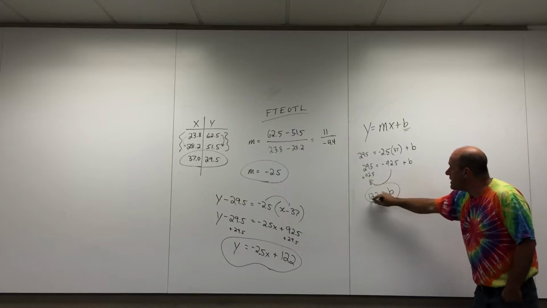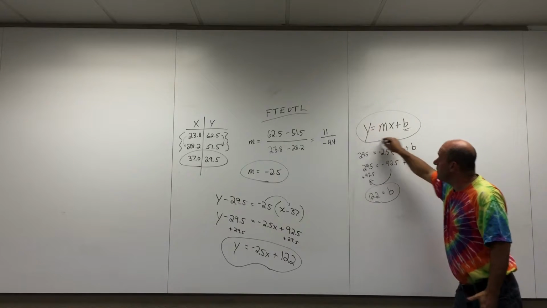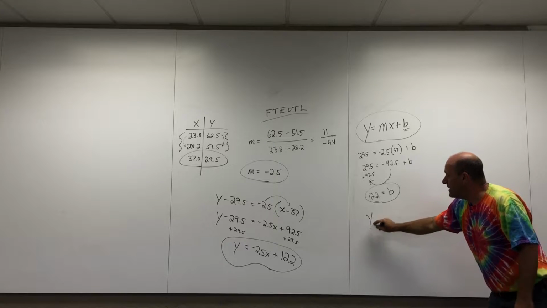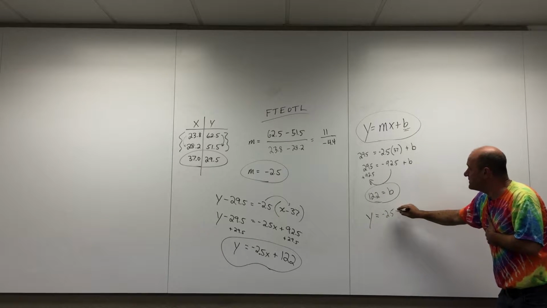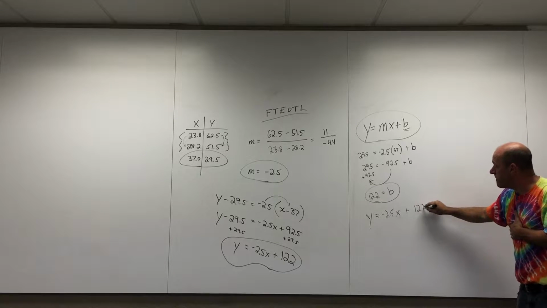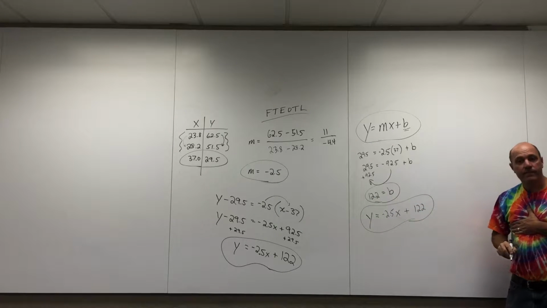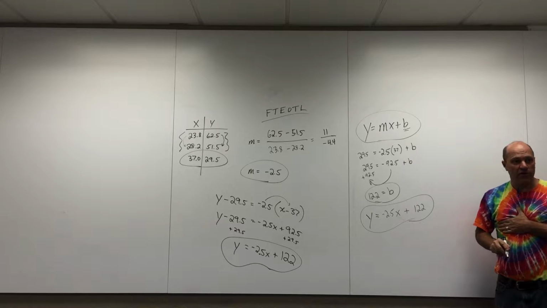Now that you found b, you should write your answer. Your answer is this equation without the y and the x filled in. You want the y to be a variable. You want the slope, which is negative 2.5, times the variable x, and now you can fill in your b. So that also works.